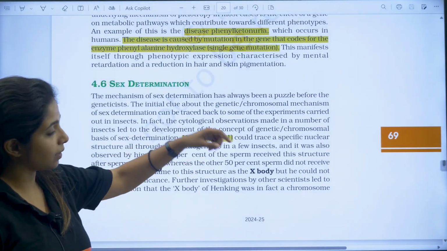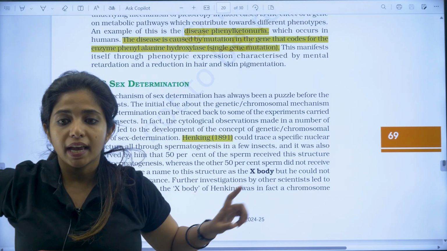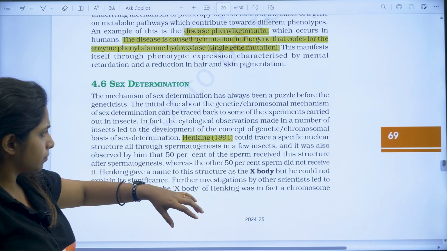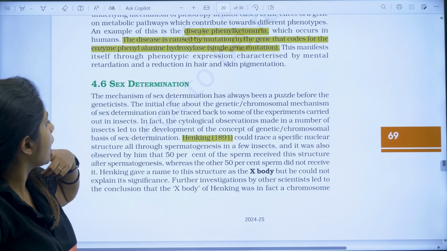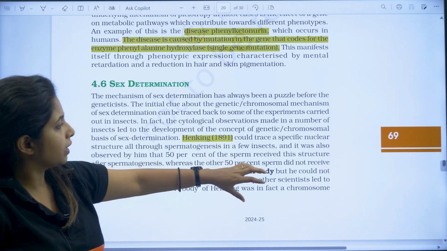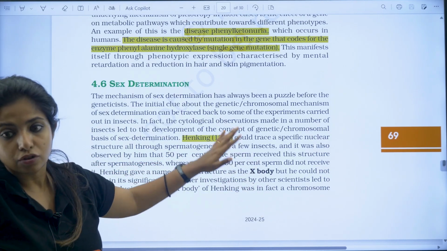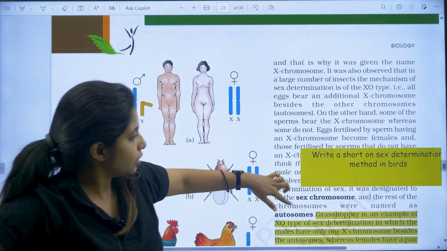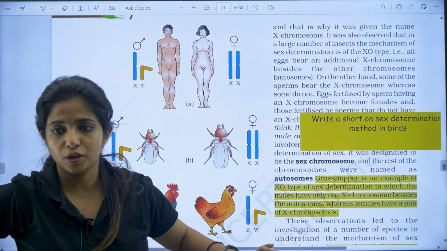Okay, now Henking, it's about sex determination, my dear children. Henking was the person who basically found out, in insects and all, that 50% of them carried something, 50% of them didn't. So he was a major guy, just know about him. Okay, and then you have to talk about different types of sex determination mechanism.